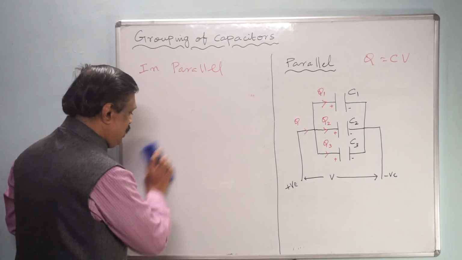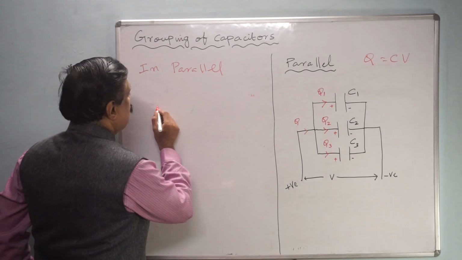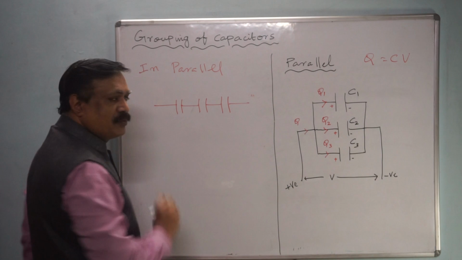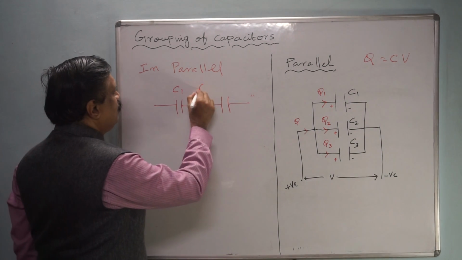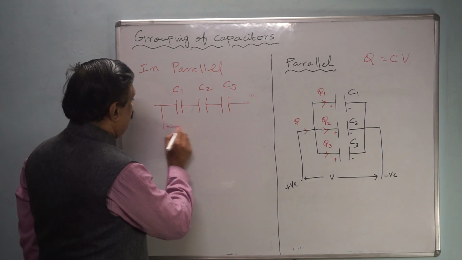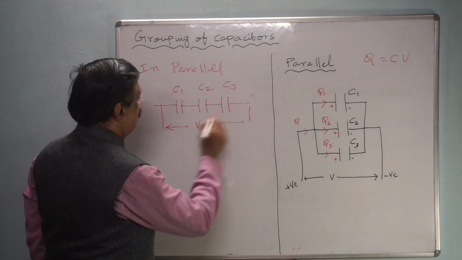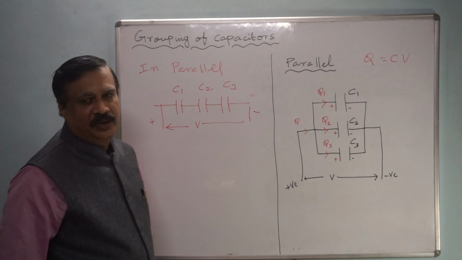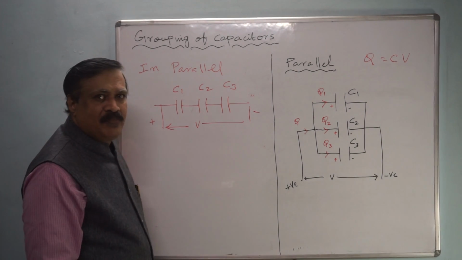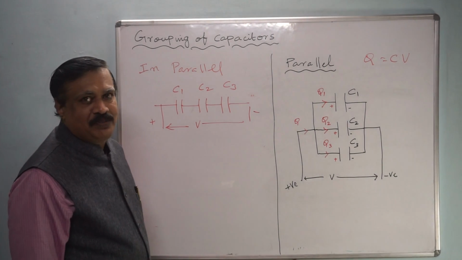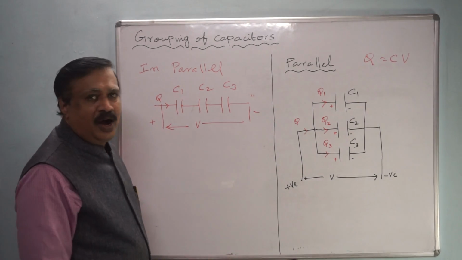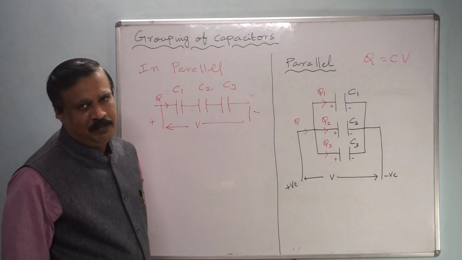In series combination, this is one capacitor, this is another capacitor, this is another capacitor. Let it be C1, C2 and C3. And here you can take the voltage, this is positive, this is negative. I told you in parallel voltage is same. That means here voltage is not same. That means charge will be same. Here the charge Q is entering and which is same for all the capacitors.